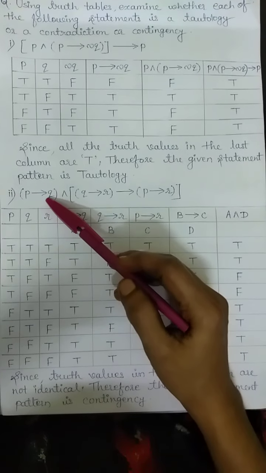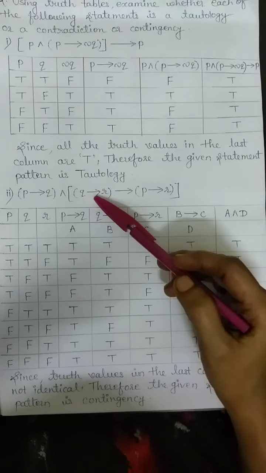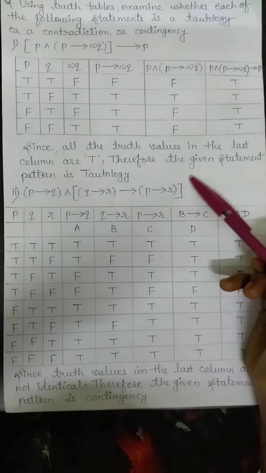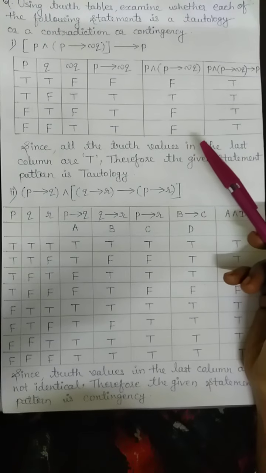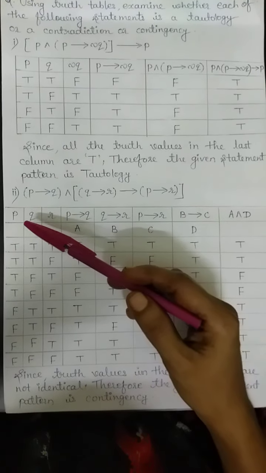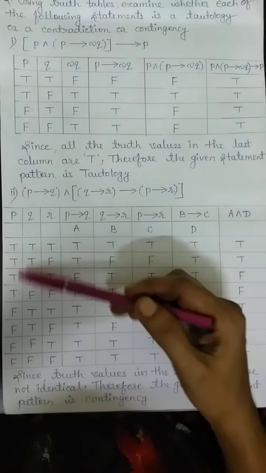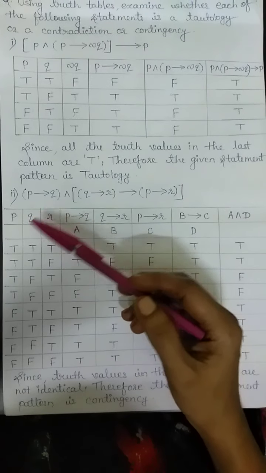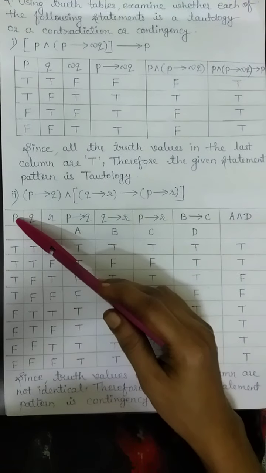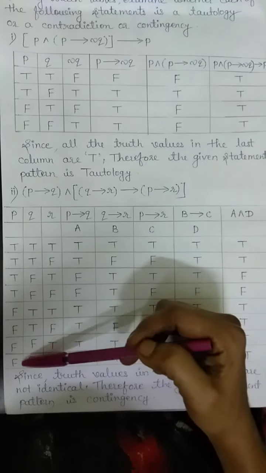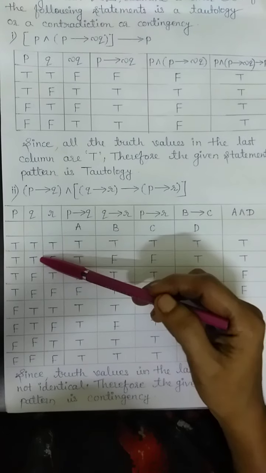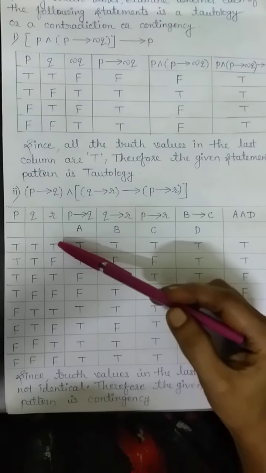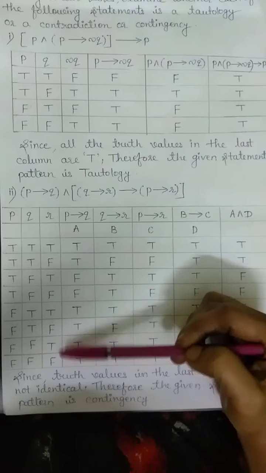See, P implies Q and Q implies R implies P implies R. Now here 3 statements are given, P, Q and R. And we know that whenever 3 statements are given, we consider 8 possibilities. So P, Q and R, 3 columns will be fixed. P will be 4 times T, 4 times F. Q will be 2 times T, 2 times F. Again 2 times T, 2 times F. And R will be TF, TF, TF, TF.